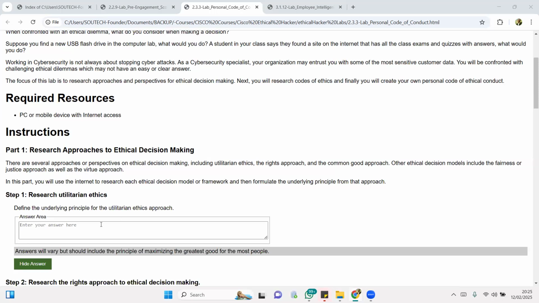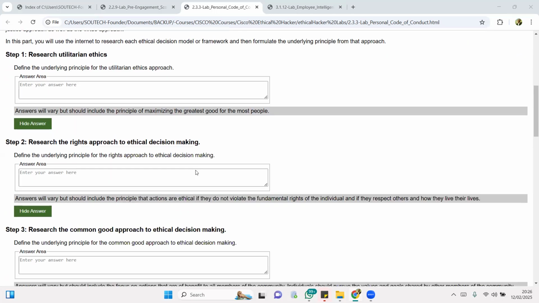Now, the principle for the utilitarian ethics approach. When we look at what the ultimate decision is in terms of ethics, the idea is that you need to maximize the greatest good for the people. So anything you're trying to do that is not for the betterment of everybody, then you did something wrong.